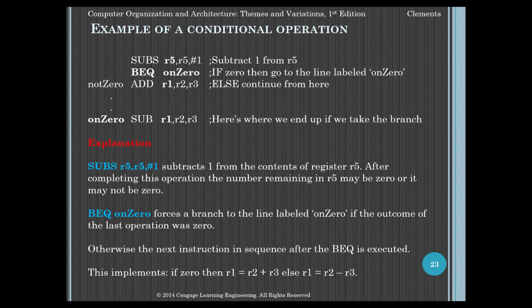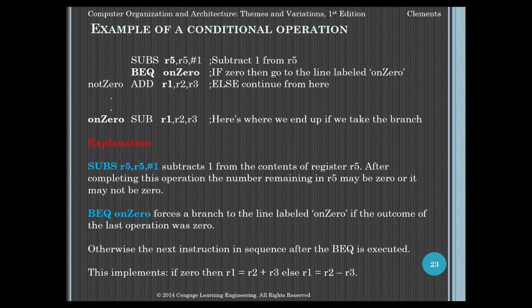And then our BEQ on 0 forces a branch to the line labeled on 0 if the outcome of the last operation was 0. Notice that nowhere in here did we have to ask, because BEQ asks for us. I know that's tricky for programmers because we're so used to, like, if this value equals something or is greater than something, actually forming a logical condition. But in this case, it's going to go check that flag for us and tell us yes or no.